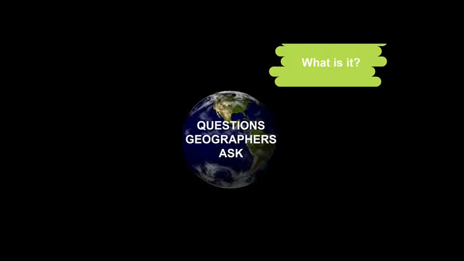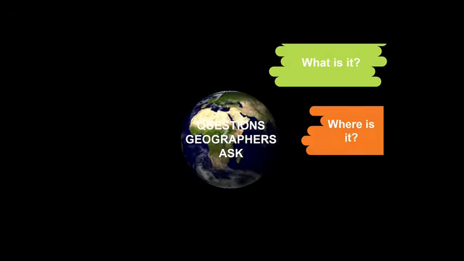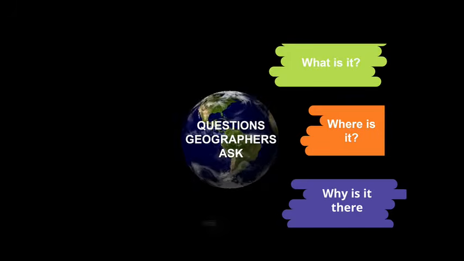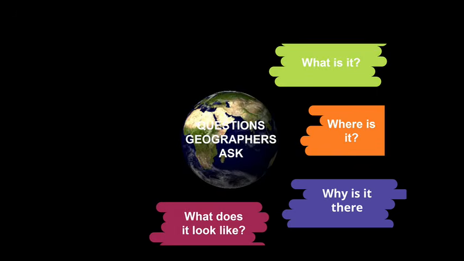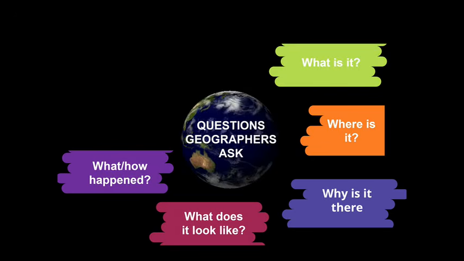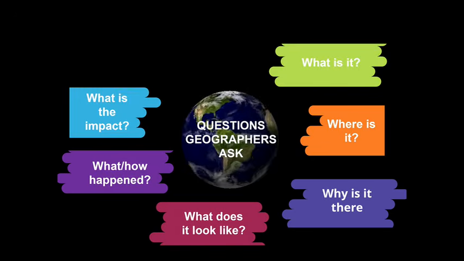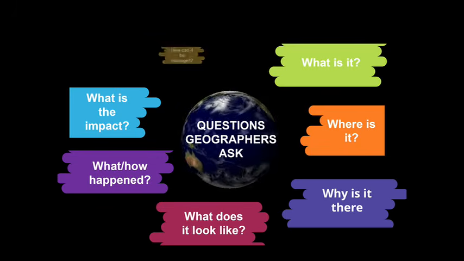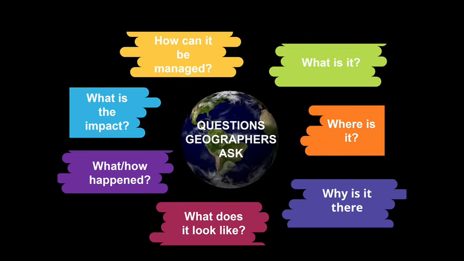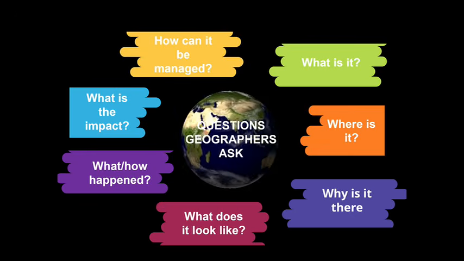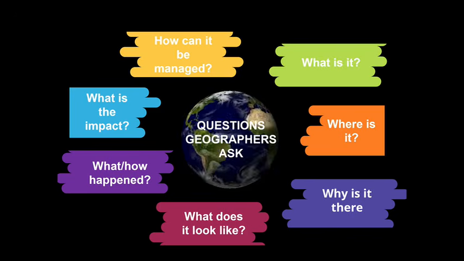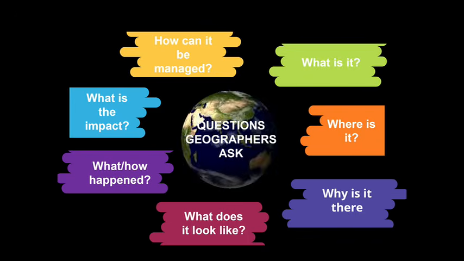The first question is, what is it? The second question is, where is it? Third one, why is it there? Then, what does it look like? What happened, or how did it happen? What is the impact, whether on the environment, whether on the economy, whatever? And how can it be managed? Now, if you look at these questions, grade 11, it will be a good idea that you really start using these questions in your preparations for the exams, because it's going to be much easier.